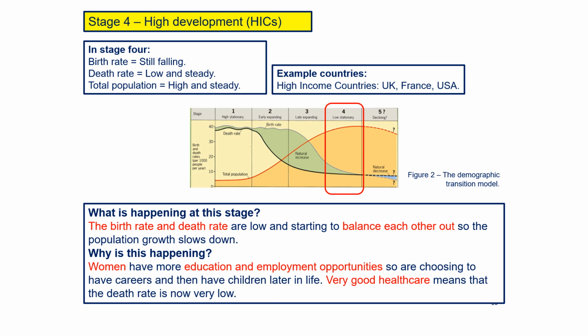Well, one reason is women are educated to the same level as men. Women have the same employment opportunities, so many women are choosing to now pursue a career rather than having children. This then leads the birth rate to drop. The death rate remains very low because in these countries the healthcare is very high, so diseases such as cancers and heart disease can be treated, so people can therefore live longer lives.